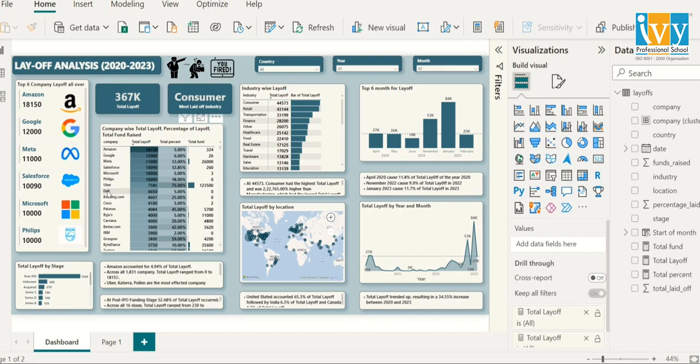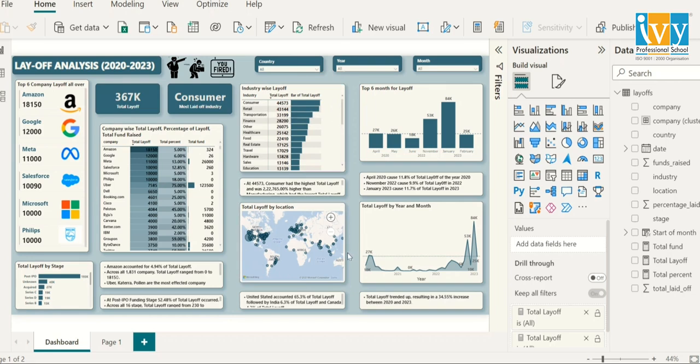Amazon, Google, Meta, Salesforce, Microsoft are among the topmost companies which have the most layoffs. And here you can see Uber is among the highest fund-raised companies, but it also laid off 75% of its employees. This is the industry-wise total layoff. Consumer, retail, and transportation are the most affected industries.